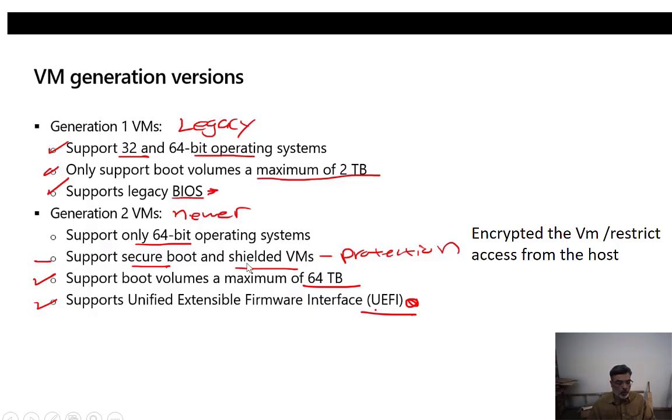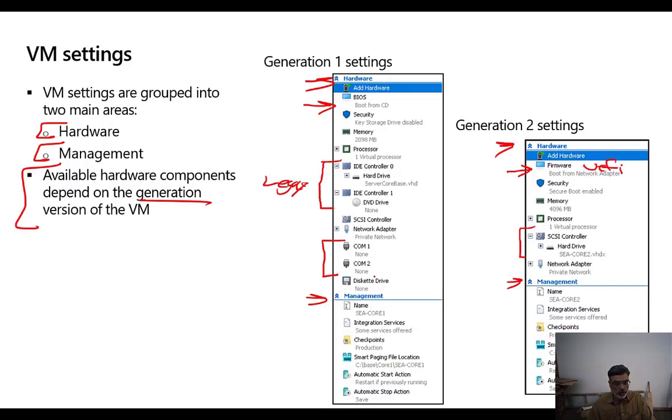Also generation 2 supports secure boot and shielded VM. Basically, what is shielded VM? This feature encrypts the VM and restricts the access from the host. So we can only access our VM from our remote desktop client or our Hyper-V client. We don't access our machine from the local host where I will install the operating system. So this is the basic difference between generation 1 and generation 2. So I will always go with generation 1 whenever I go for a new operating system.